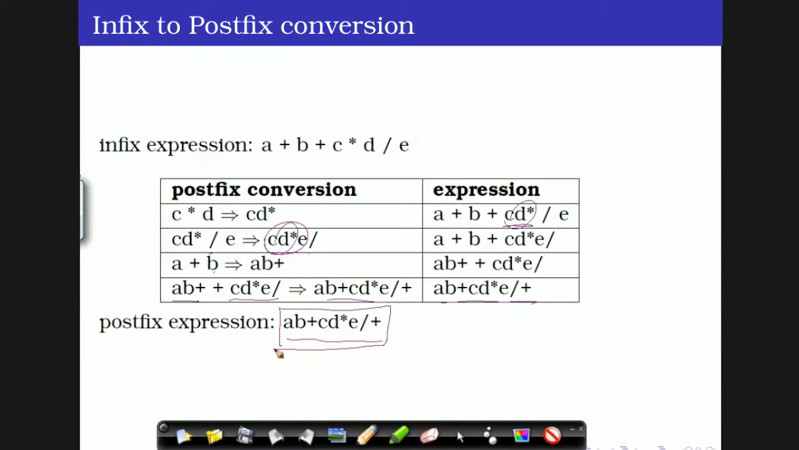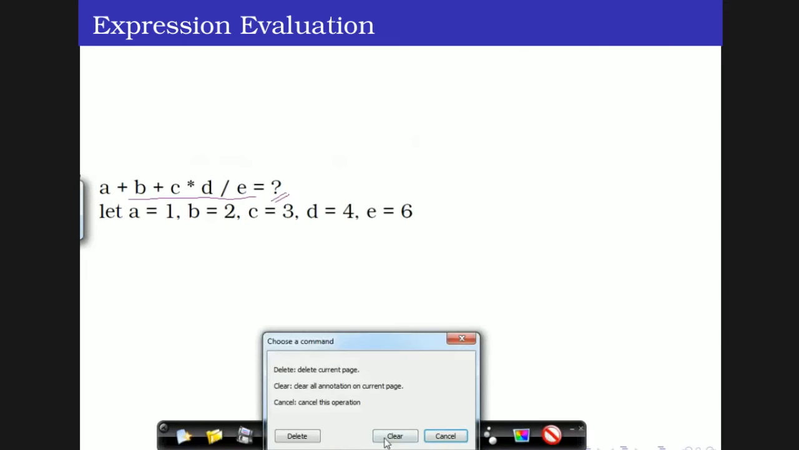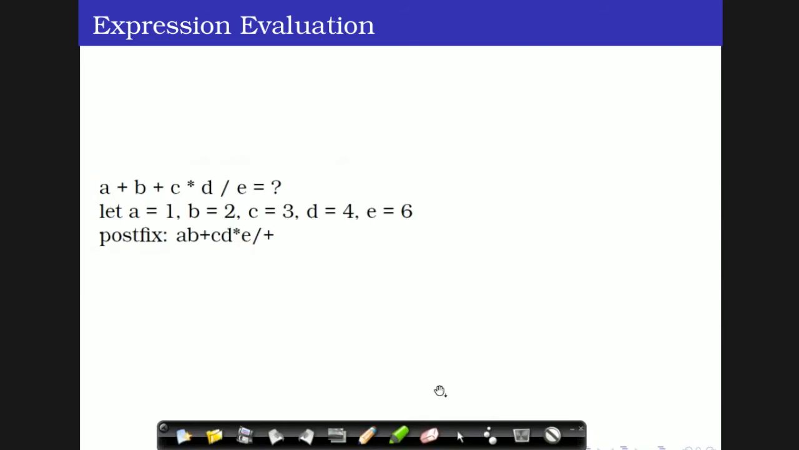Now this expression is needed for evaluating the expression and giving us the result. So to evaluate this expression we need some values. So let us take some values: A as 1, B 2, C 3, D 4 and E 6. Now this is our expression which is given. Now to get the result, how will this last in first out structure help? First, convert this infix expression into postfix. So we have converted it. Now after converting, you are supposed to take these values and evaluate this expression so that we will get our result.